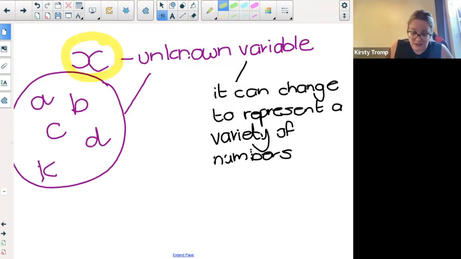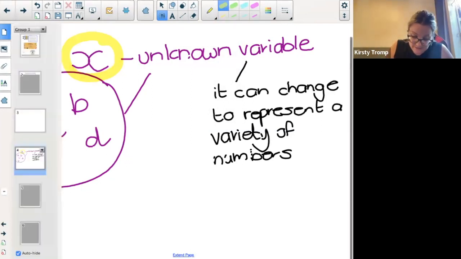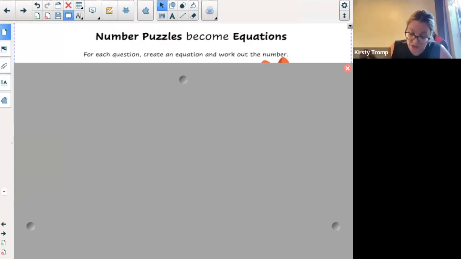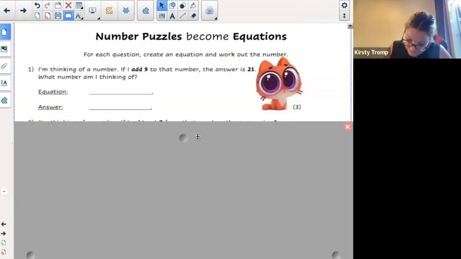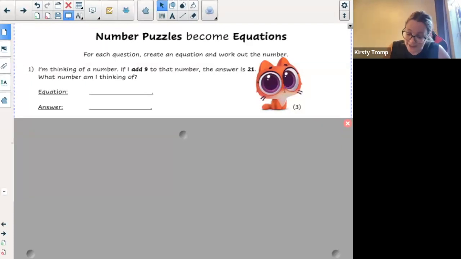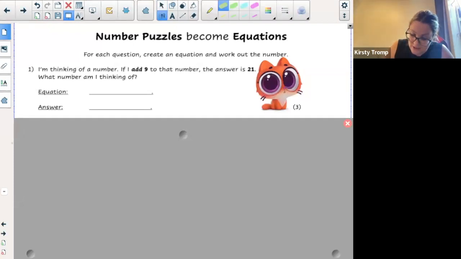All right, so let's go have a look at those word problems that they gave us. It says, for each question, create an equation and work out the number. I am thinking of a number. It's in my head. If I add 9 to that number, the answer is 21. So guys, instead of us sitting here and trying to work it out in our head, oh my goodness, what could the answer be?